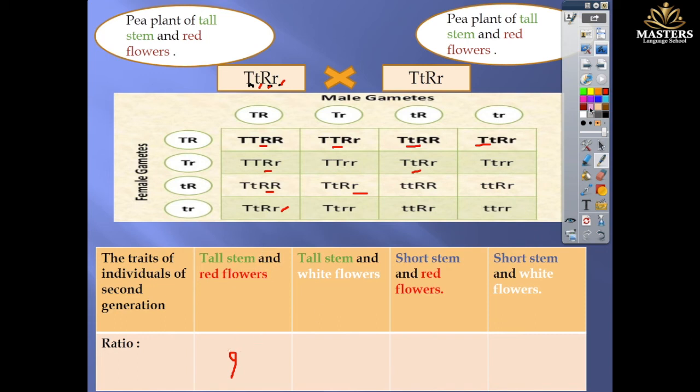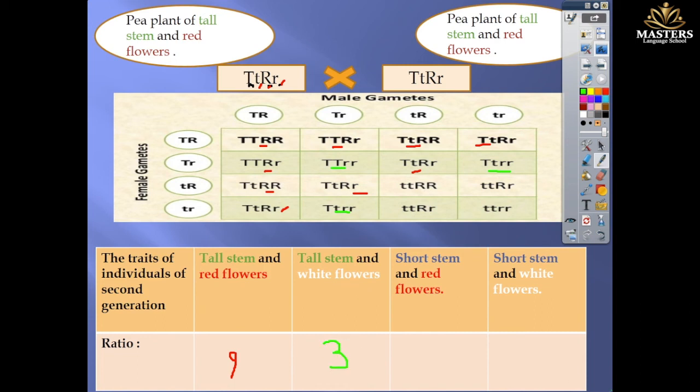Okay? How many offspring have tall stem but white flower? So I will search for C capital and R small. Yes, tall stem and white flower: 1, 2, 3. Three tall stem and white flower.